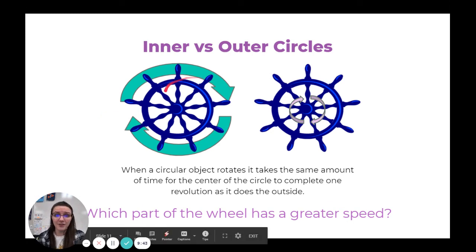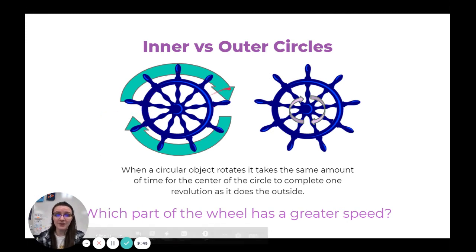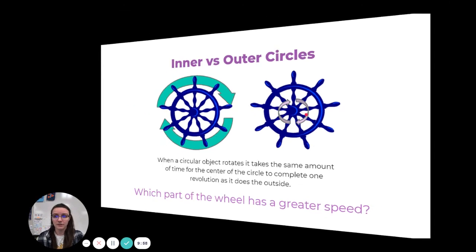Well, the farther you are from the center of the circle, the farther out you are, the bigger your radius is going to be. So you've got more ground to cover in the same amount of time. So an outer circle is going to be moving faster than an inner circle.